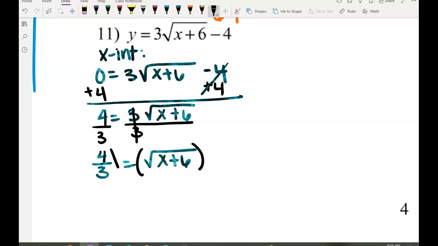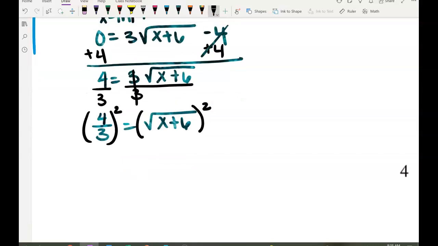Raise both sides to the power of 2. Good. And 4 squared is what? 16. 3 squared is? 9. Good. Equals x plus 6. And then after that, you did what, Talia? I simplified this. Can we simplify 16 with 9? Yes or no? Can we divide by 2? Can we divide by 3? 4? 5? No, so leave it.